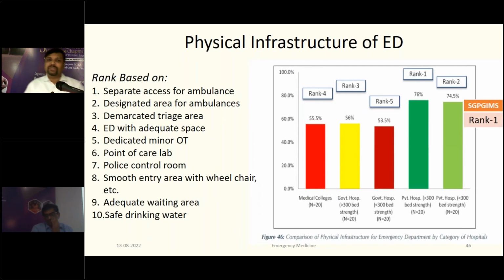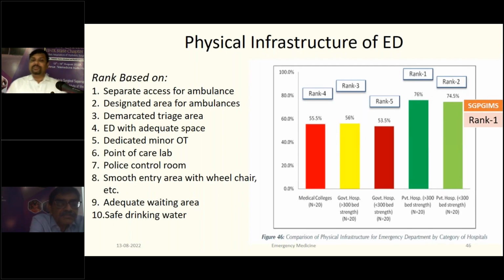There, one observation is very important with regard to the physical infrastructure of the emergency department. They ranked the hospitals from rank 1 to rank 5 based on certain parameters written on the left side of the slide, like separate access for ambulance, designated area for ambulances, demarcated triage area, emergency department with adequate space, dedicated minor OT, point of care lab, police control room, a smooth entry area, adequate waiting area for patients and their relatives, and safe drinking water.